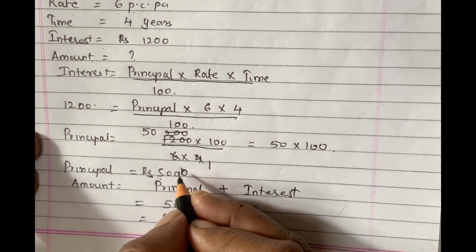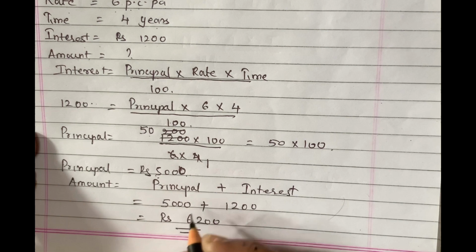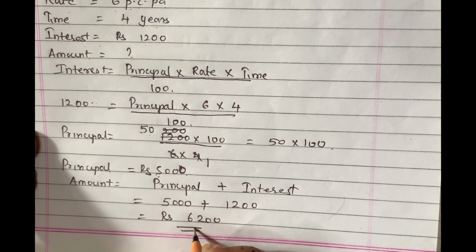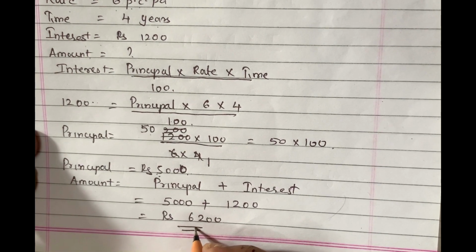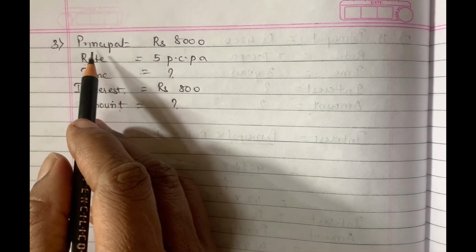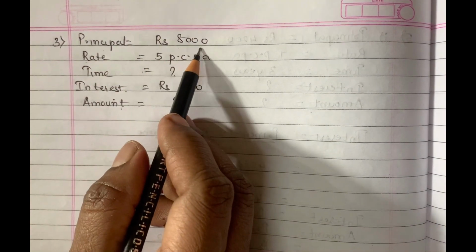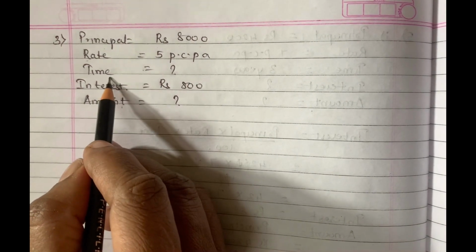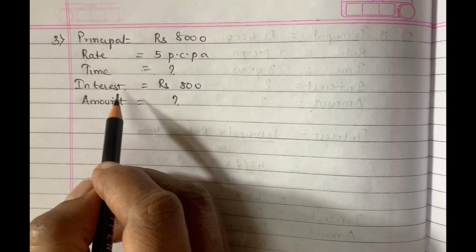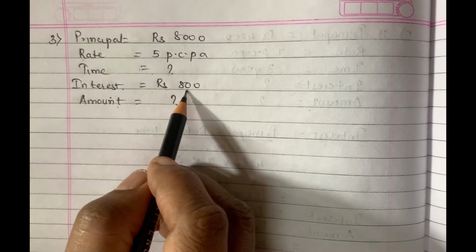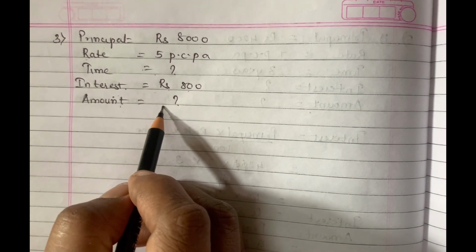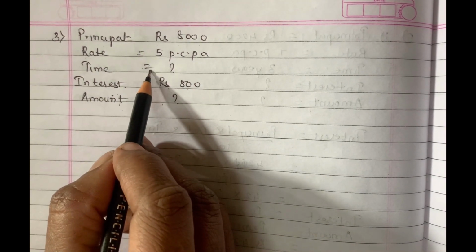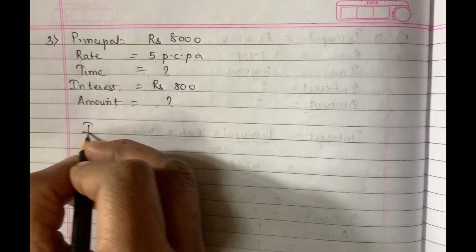So principal we have calculated, that is 5000 rupees, and amount is what? 6200 rupees. Third sum. Principal is rupees 8000. Rate is 5% per annum. We don't know the time, we have to calculate it. Interest is rupees 800, and amount also we have to calculate. So first we will calculate the time. You know interest formula.